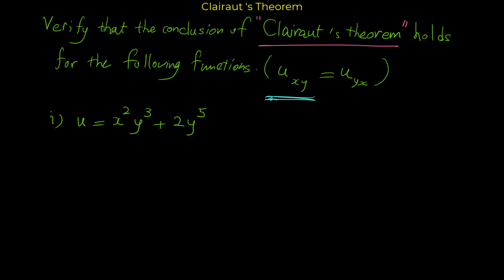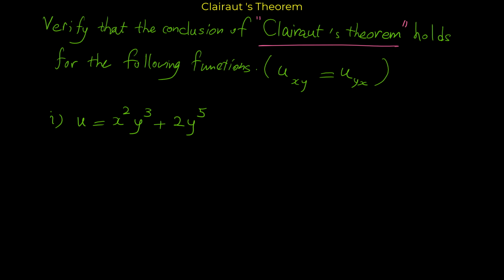For example, if you have a function u like this, if we take the derivative with respect to x and then with respect to y, it's equal to taking the derivative first with respect to y, then with respect to x. So the order of differentiation doesn't matter. The answers are the same. And we want to verify this conclusion only for these examples. Attention, this is not a proof of Clairaut's theorem. We just want to verify that Clairaut's theorem works for these particular functions.